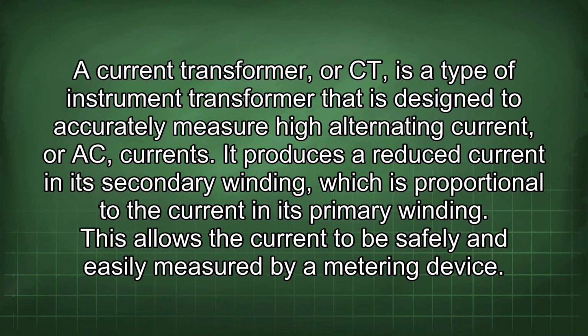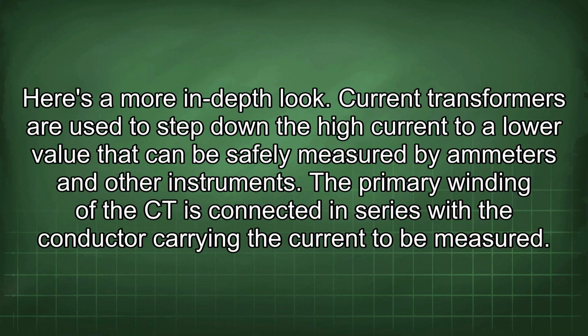A current transformer, or CT, is a type of instrument transformer that is designed to accurately measure high alternating current, or AC, currents. It produces a reduced current in its secondary winding, which is proportional to the current in its primary winding. This allows the current to be safely and easily measured by a metering device. Here's a more in-depth look.